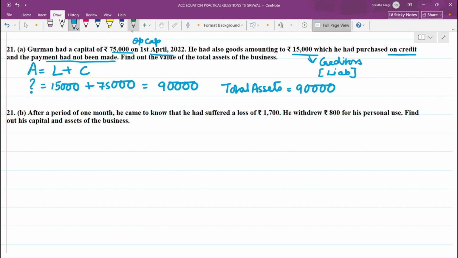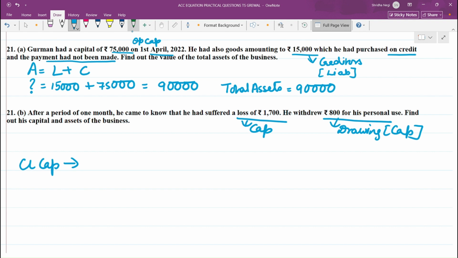After a period of 1 month, he came to know that he had suffered a loss of 1700. He withdrew 800 for his personal use. तो ये तो एक तो loss हो गया. This will affect the capital account. Personal use, again this is a drawing. So it will affect the capital account. Find out his capital and assets of the business. So capital means this capital is your closing capital. आपको निकालनी है.